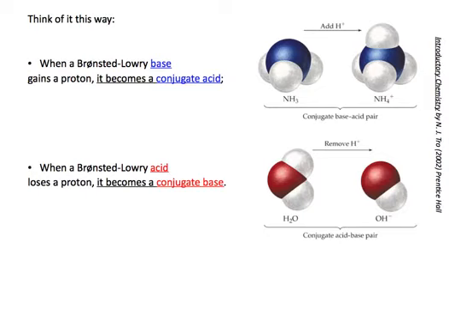A Bronsted-Lowry base gains a proton, it becomes a conjugate acid. So ammonia as a base becomes a conjugate acid, NH4 plus, an extra H plus. On the other hand, a Bronsted-Lowry acid loses a proton and becomes a conjugate base. So there's water, one less proton, take away a proton from water, you get the hydroxide ion. So the conjugate acid-base pair is very central to the Bronsted-Lowry theory.